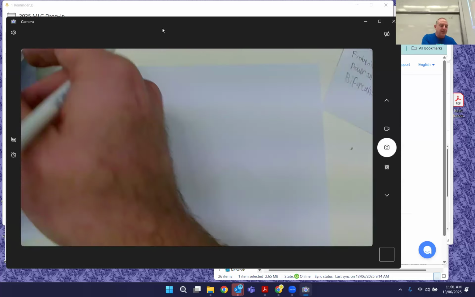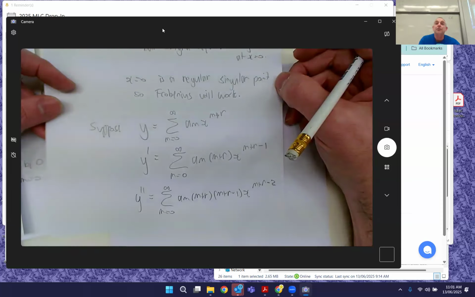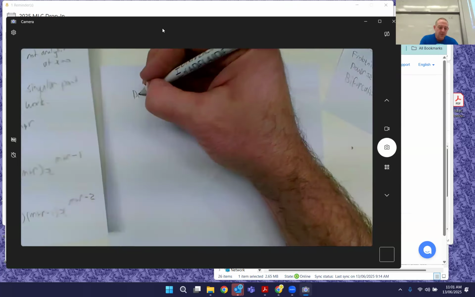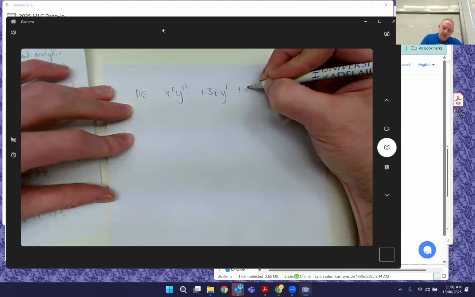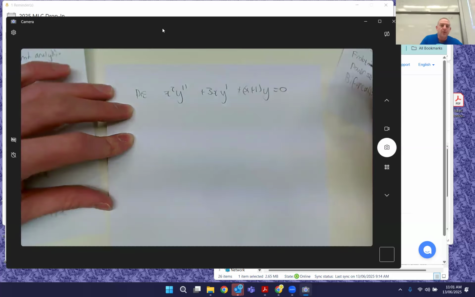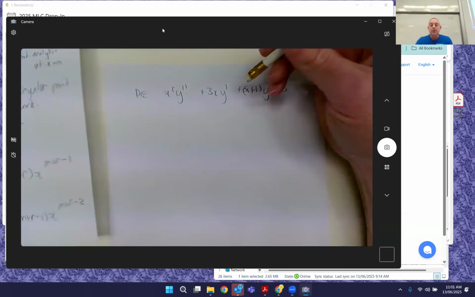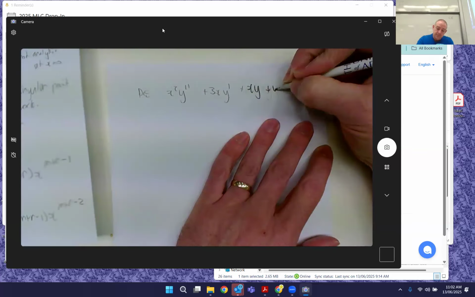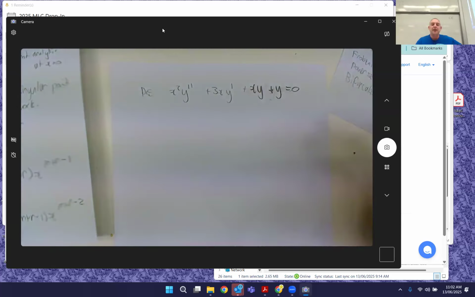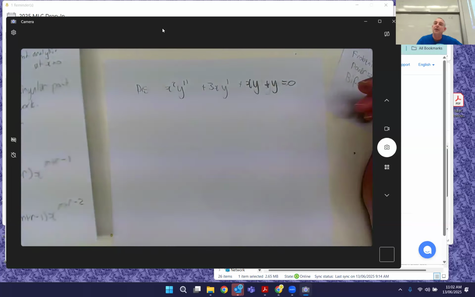Okay, so you've done your derivatives. And now what we have to do is sub them into the differential equation. So my DE was x squared y double dashed, plus 3x y dashed, plus (x plus 1) y equals 0. I'm just going to expand that one out, and any other ones that had more than one part, I would expand them out. It makes it a little easier to do.